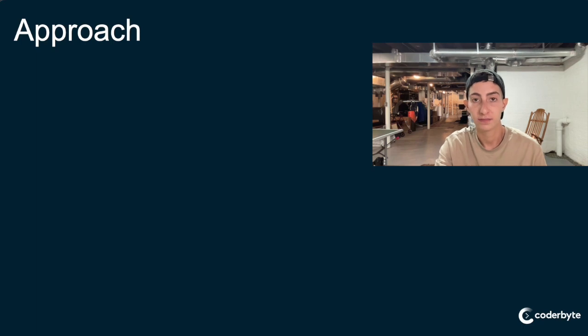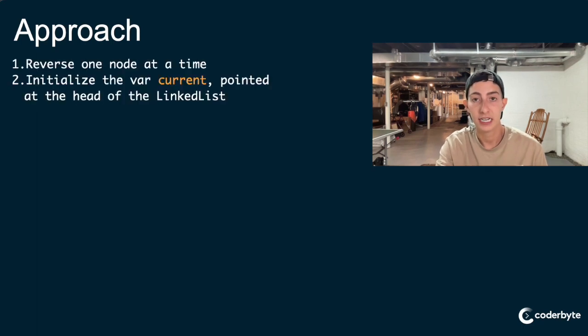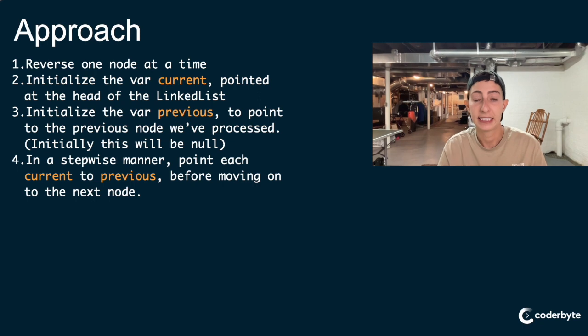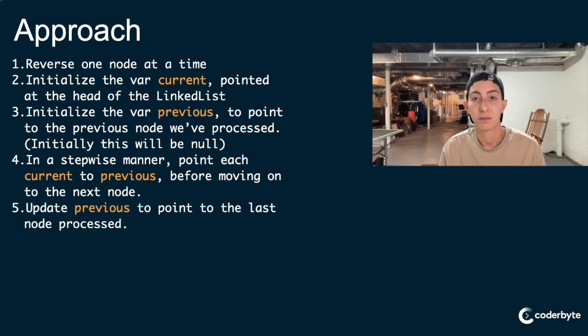So what's our approach here? We're going to reverse one node at a time. And how are we going to do this? We're going to initialize the variable current, and that's going to point at the head of the linked list. We're also going to initialize a variable previous, which will point to the previous node that we've processed. Initially, this will be null because for the first node we haven't processed a node before it. In a stepwise manner, we're going to point each current to the previous before moving on to the next node. And we're going to update the previous to point to the last node processed. In this way, we are going to actually be reversing the linked list.